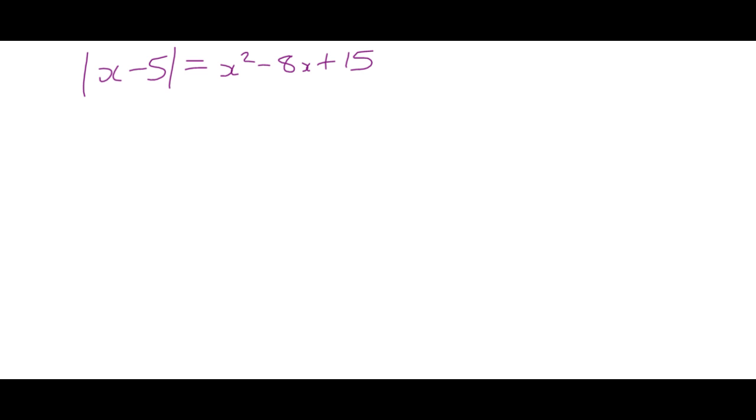Okay, and then x squared minus 8x plus 15 is a quadratic. So in a sense, it's kind of a linear quadratic, right? Solving a linear quadratic. But we actually have two cases. We have to solve two linear quadratics. So isolate the absolute value. It is. Okay, it's by itself.